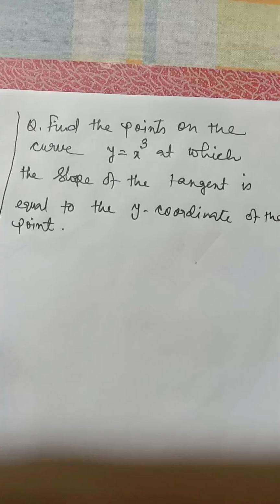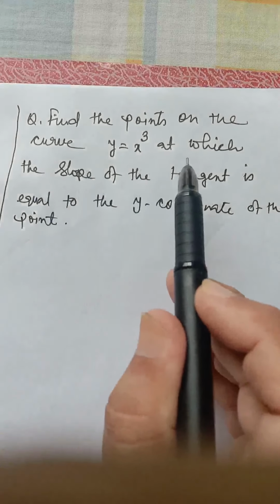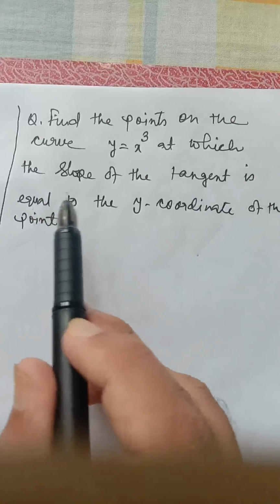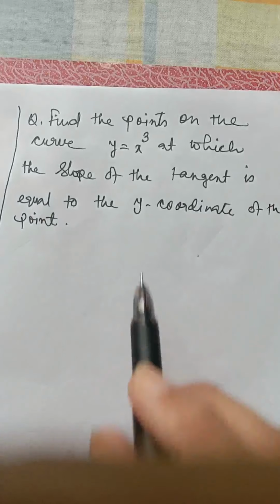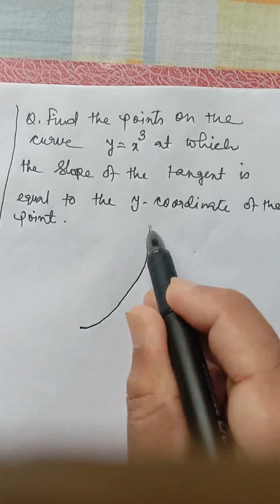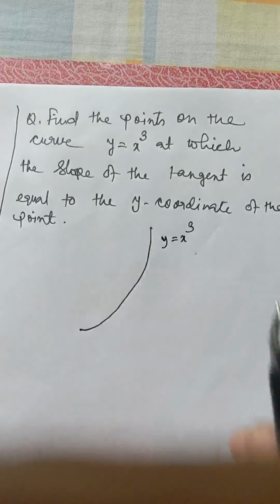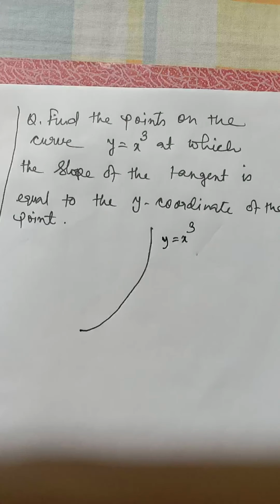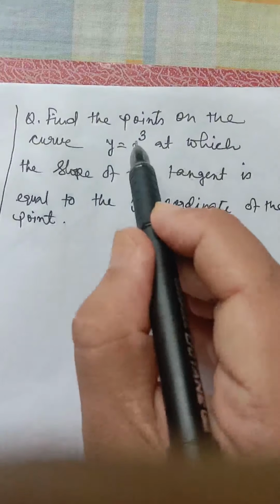This is another question from the NCERT book. Find the points on the curve y equal to x cube at which the slope of the tangent is equal to the y coordinate of that point. Y equal to x cube, let us draw a rough sketch of y equal to x cube. Suppose this is the graph of y equal to x cube. We have to find a point on the curve. Find the points on the curve. It may be more than one.